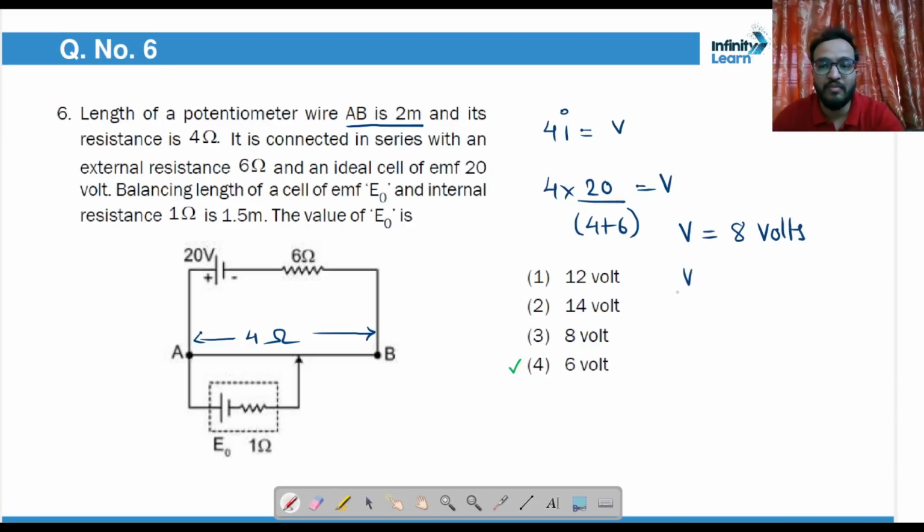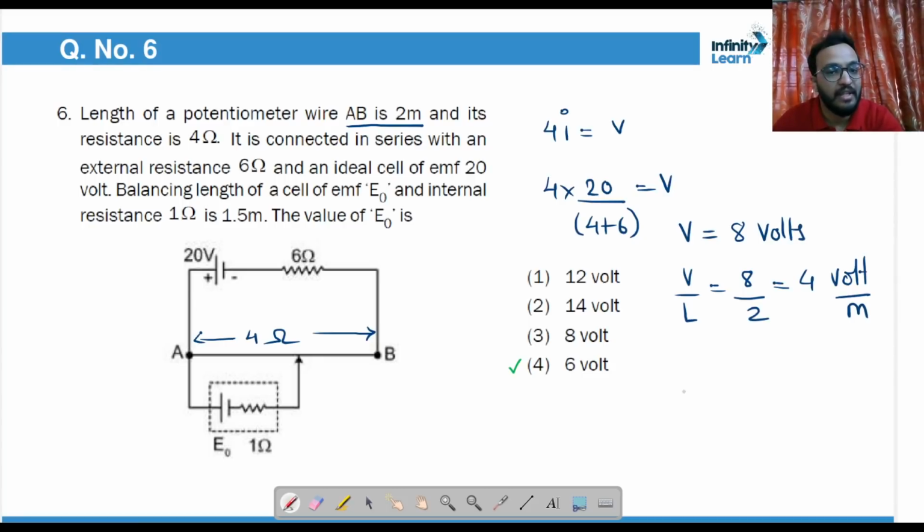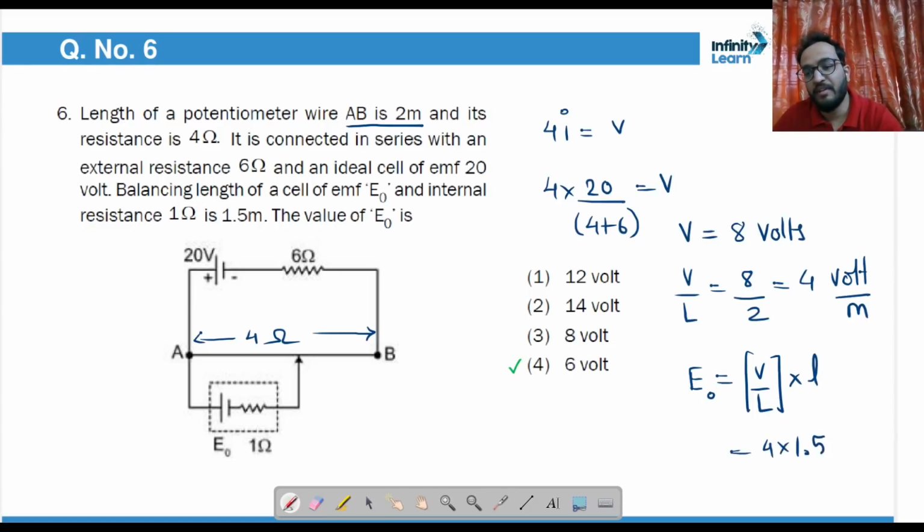Total length is 2 meters. So V by L, the potential gradient, will be 8 by 2, that is 4 volt per meter, right? This is the potential gradient. Now what is the new length? 1.5 meter. So E naught is equal to V by L into small l. So it will be 4 into 1.5, that means 6 volts. So what is the EMF of the battery? It will be 6 volts. Is it okay? Understood, my dear students?